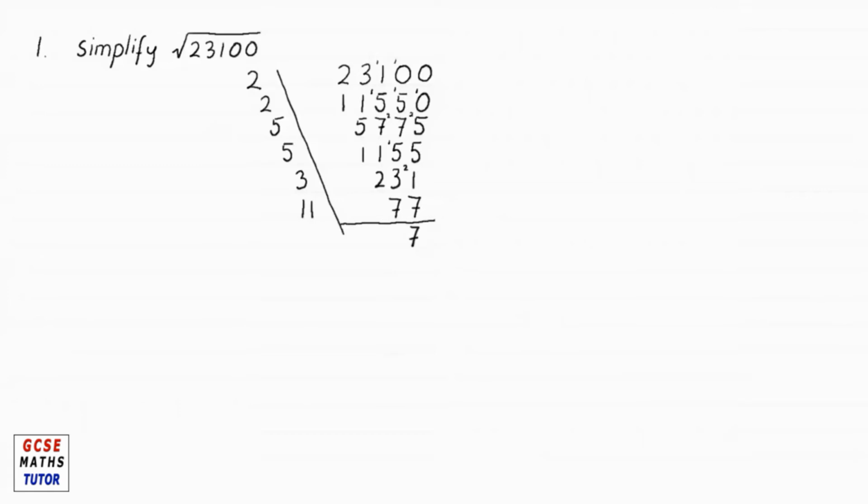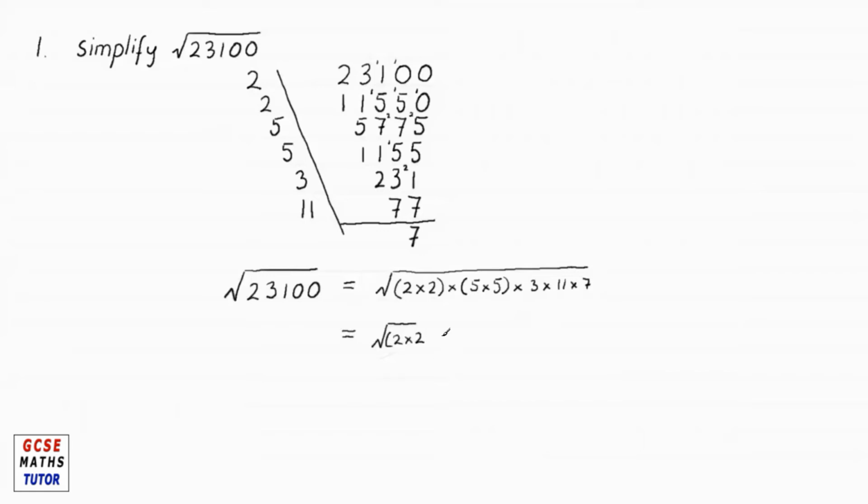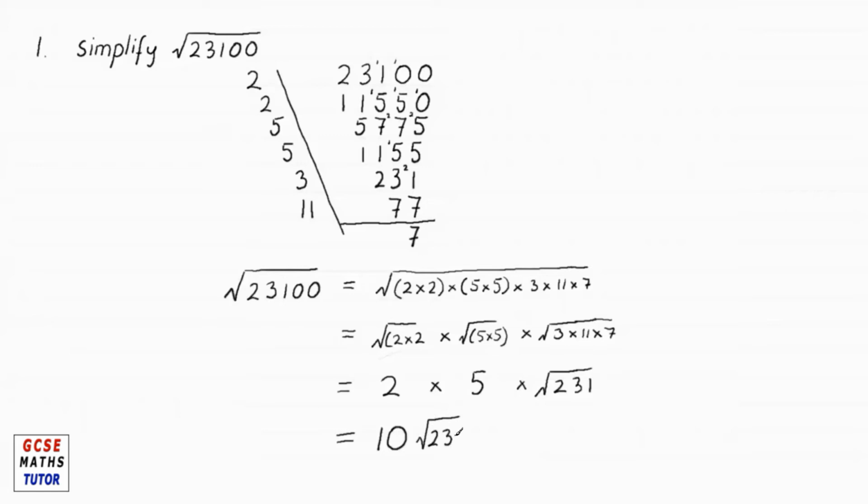Writing out the surd number in terms of its factors and grouping like pairs, we have the square root of 23,100 equals the square root of 2 times 2 in brackets times 5 times 5 in brackets times 3 times 11 times 7, which equals the square root of 2 times 2 in brackets times the square root of 5 times 5 in brackets times the square root of 3 times 11 times 7, which equals 2 times 5 times the square root of 231, which gives us our final answer, 10 times the square root of 231.